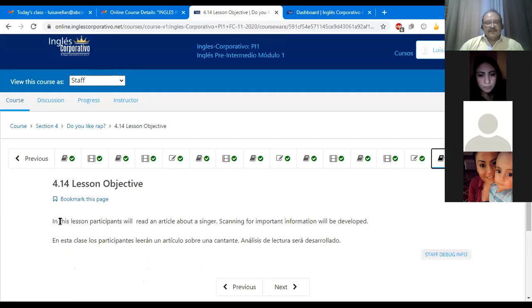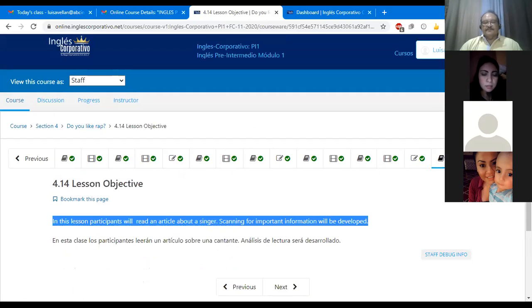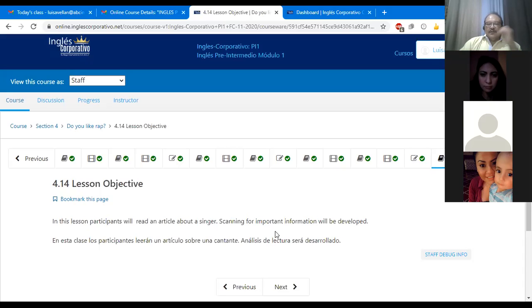Okay, Beatriz, can you read this objective here? In this lesson, participants will read an article about singer. Scanning for important information will be developed. Okay, scanning. What is scanning? Look for or search for specific information, right? So then you say scanning for important information is when you are trying to find very specific information that you need to find in the reading.